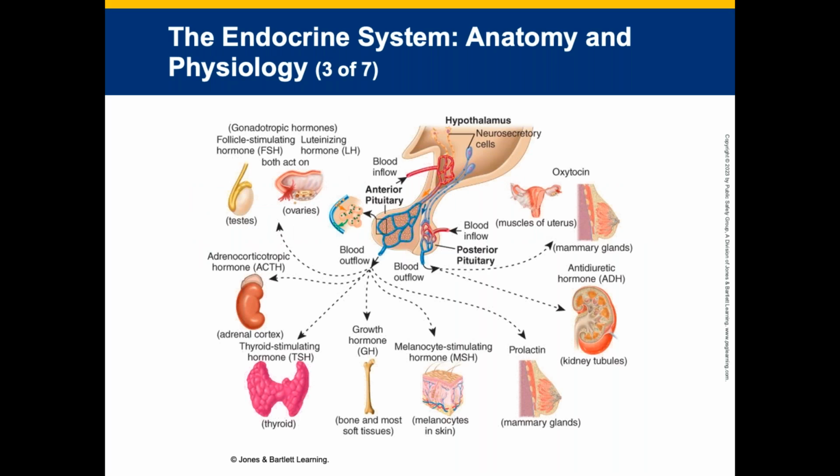Pituitary gland and hypothalamus. The pituitary gland is often referred to as the master gland, whereas the hypothalamus is a small region of the brain, not a gland, that regulates the function of the pituitary gland, the primary link between the endocrine system and the nervous system. So that's why it's so important.